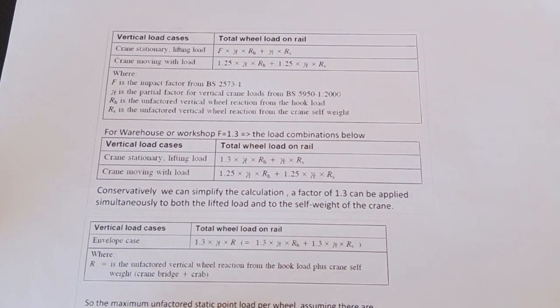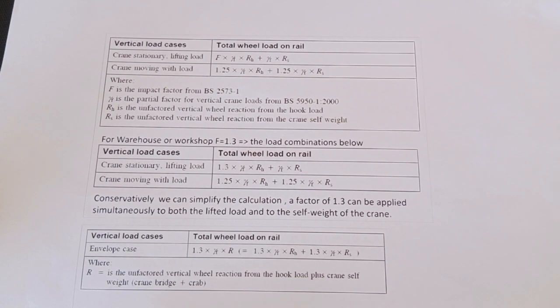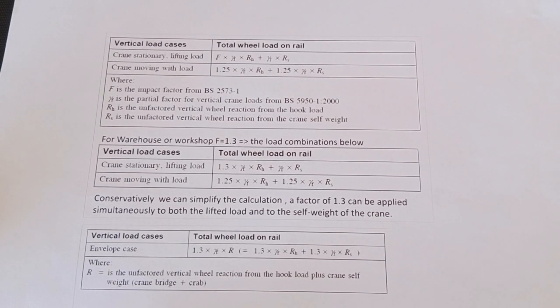So we have these vertical load cases and combinations. If the crane is stationary, if it is just lifting the load, we have gamma F times RH plus gamma F times RS. But if the crane is lifting the load and moving, it should be 25% higher. That is 1.25 gamma F RH plus 1.25 gamma F RS.